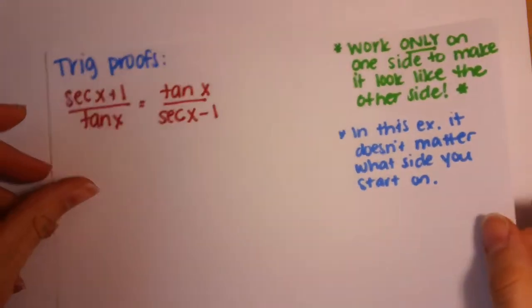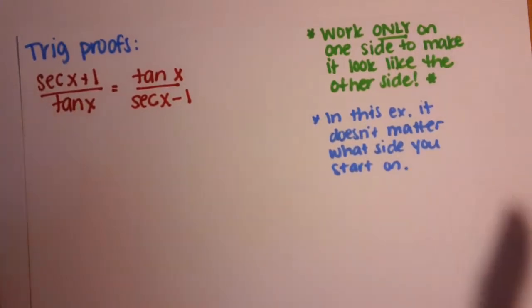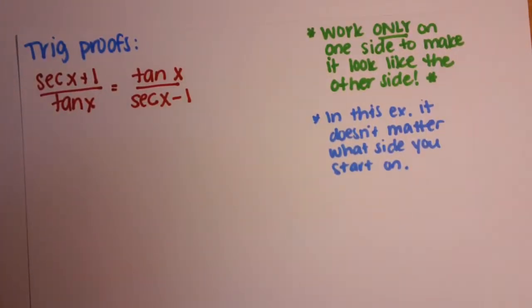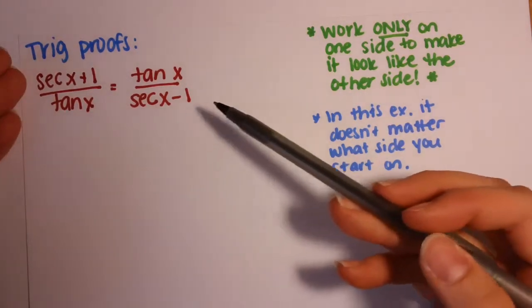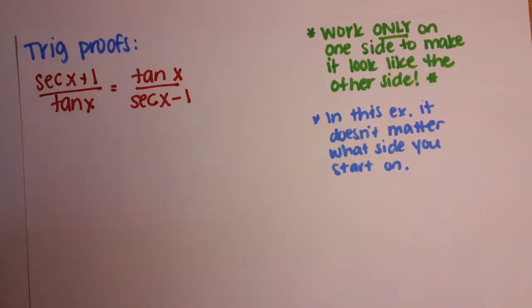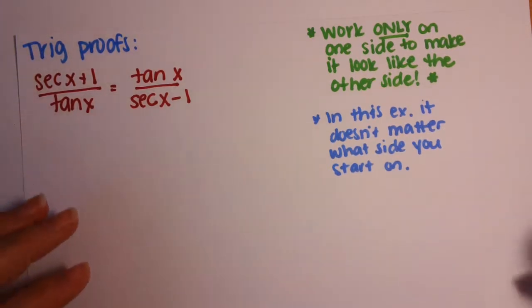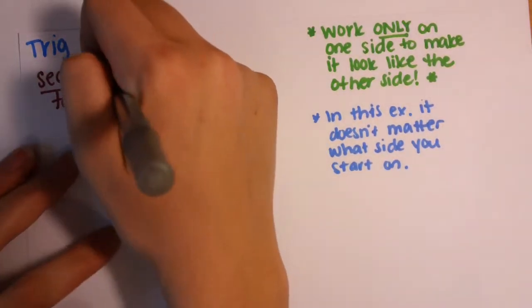So now, let's look at a trig proof here. So we want to work only on one side to make it look like the other side. In this problem, neither one is more complicated than the other side, so you can actually pick which side you want to start on. I'm going to choose to work on the right side. So I'm going to draw a line right down here.